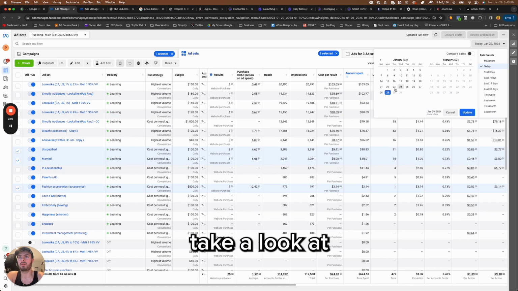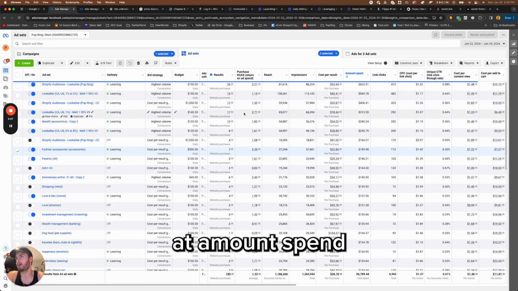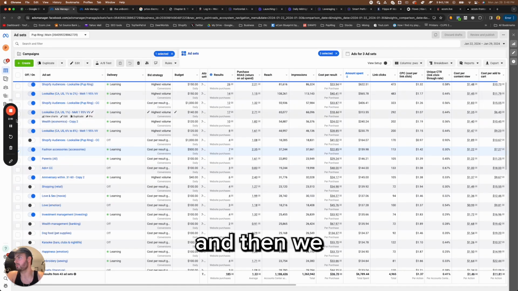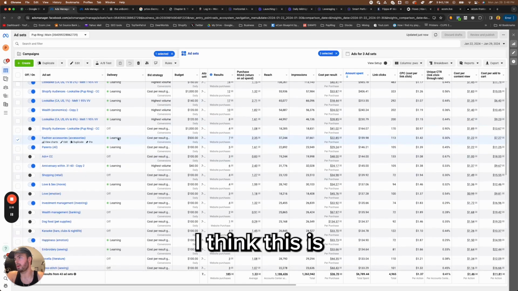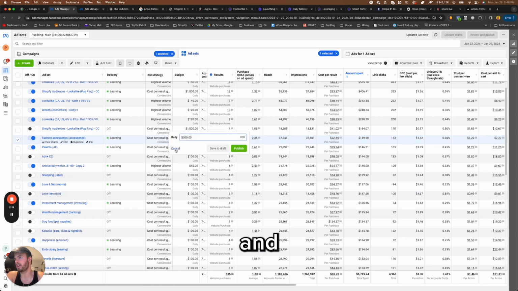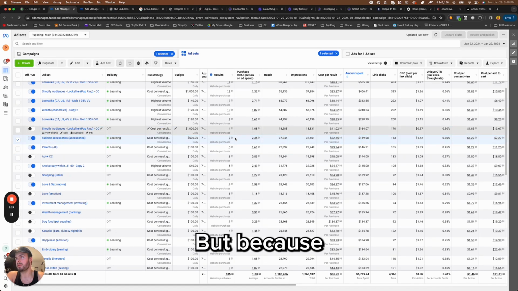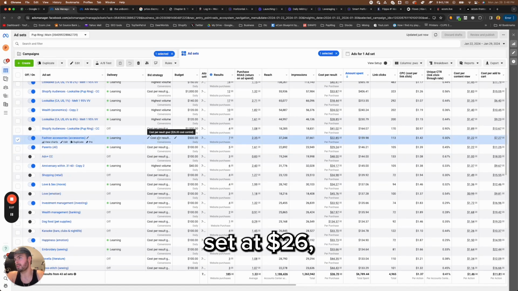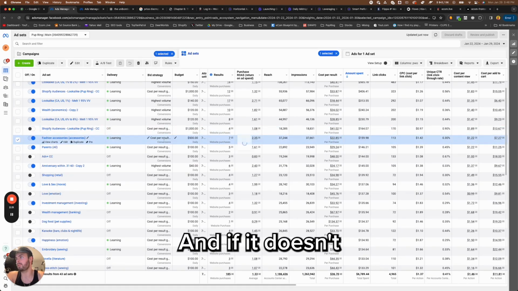If we take a look at this last week, at amount spent, I think this is a great example, this fashion accessories one. You can see I have this set at $500, and in the last week, it only spent $159. But because of this cost per result cap that is set at $26, I'm getting $22 cost per acquisition. And if it doesn't believe it's going to perform, it's not really going to spend money. That's the beauty of cost caps.